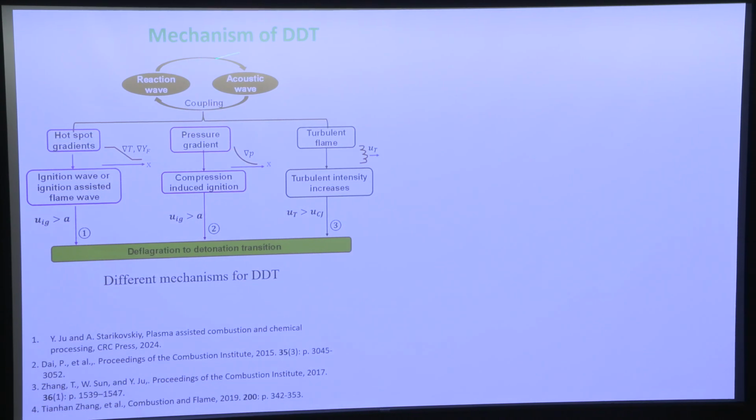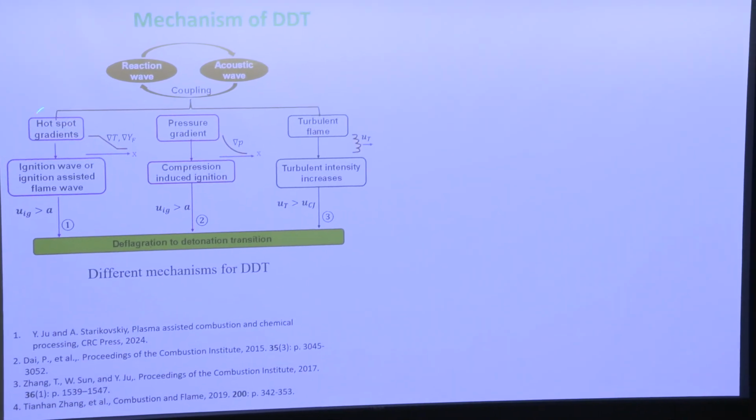So DDT, what is the mechanism? There are a lot of people saying different things. There are people, particularly the turbulent group, who believe that if you generate turbulence, the turbulent flame speed increases. Eventually, when the flame speed is larger than the CJ velocity, they detonate. I don't believe this theory. I don't believe it, okay?